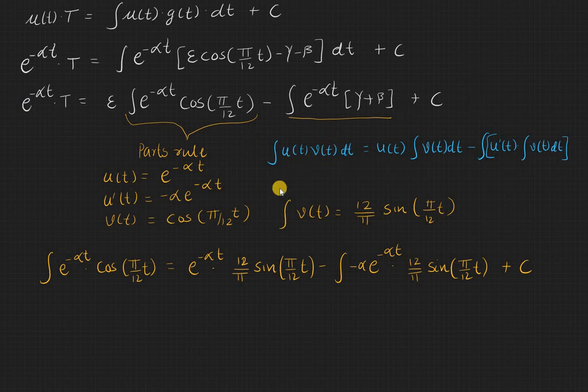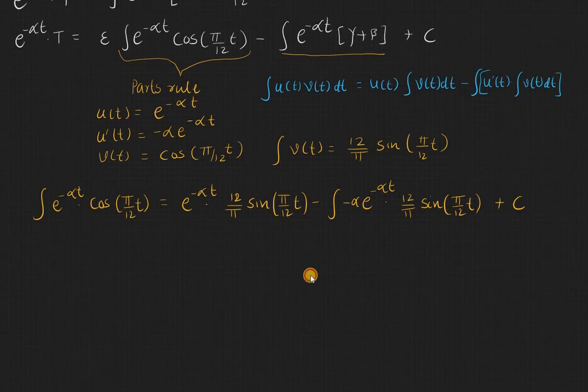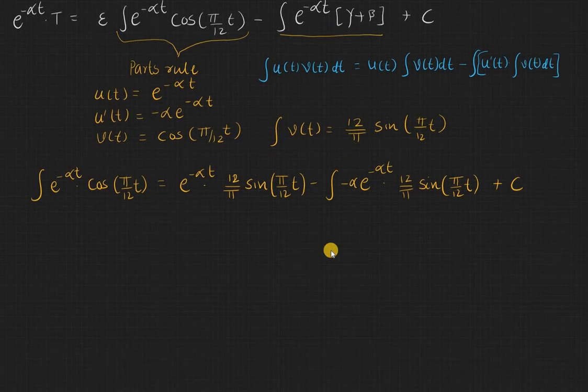So we have used this to solve this particular integral term. Now we have to integrate this one more time, so that on the right hand side as well we will get the integration term in terms of e to the power minus alpha t into cos pi over 12 into t. So we can do that, but let's first of all simplify this a little bit.